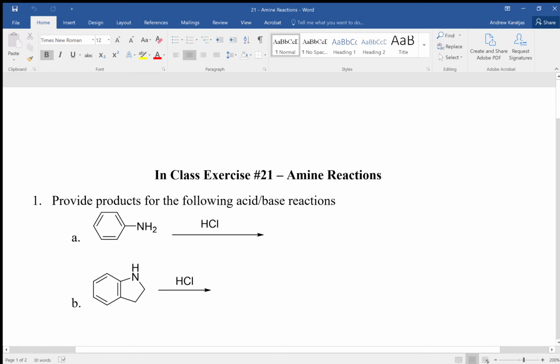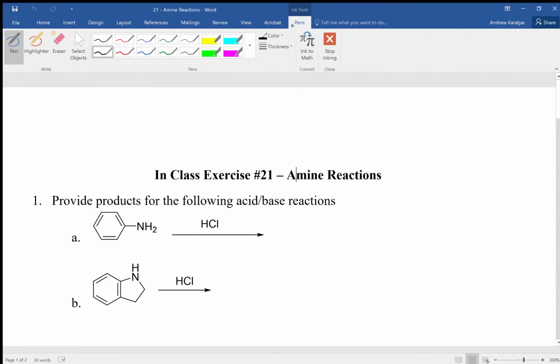So as we deal with some of our reactions of amines here, reminder that most of the most important reactions of amines are things that we've covered in previous chapters. And so here, our questions are just starting with some relatively straightforward reactions.